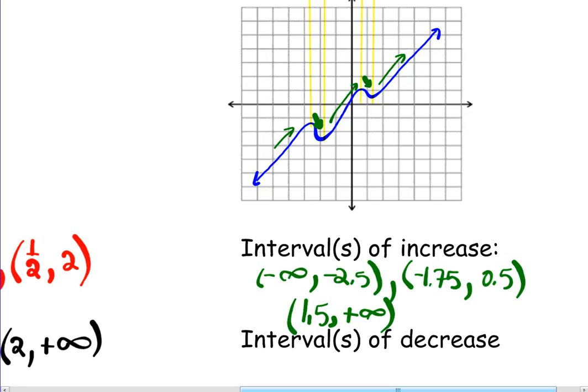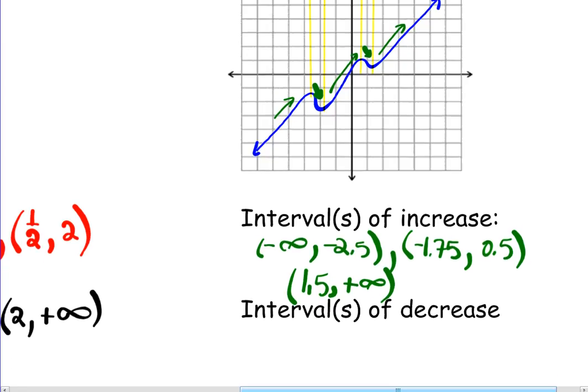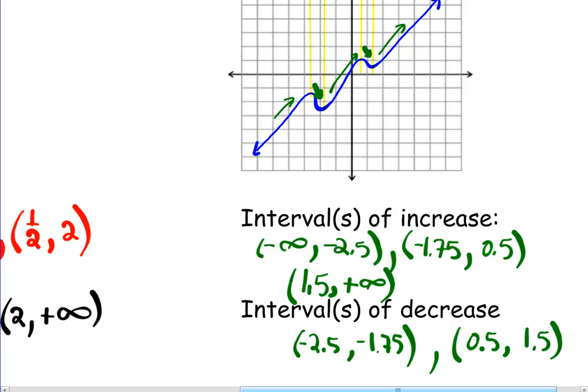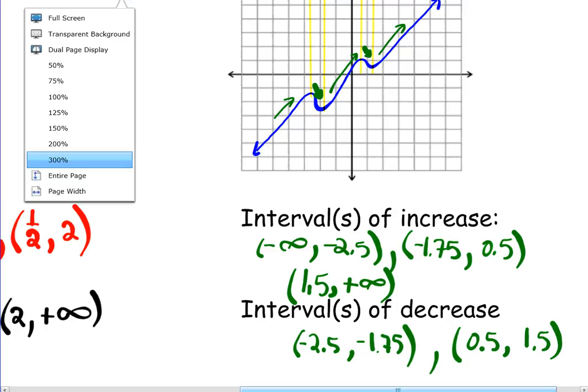Now my intervals of decrease happen where I have my down arrows. So I have an interval of decrease at -2.5 to -1.75. So that's a very narrow spot. If you look at the graph, it is. And then my other interval of decrease is from 0.5 to 1.5. There's my intervals of increase and decrease for 2.